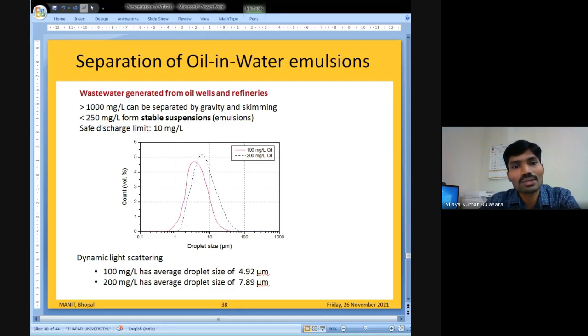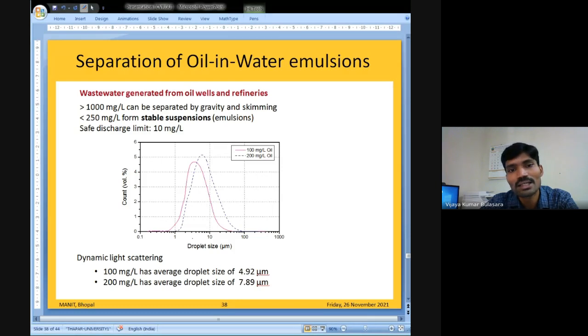So we used membrane separation for two concentrations, 100 mg per liter and 200 mg per liter solutions. These oil in water emulsions were also analyzed for droplet size, and it is found that at low concentration the droplets are smaller in size. At high concentration, droplets are bigger in size.